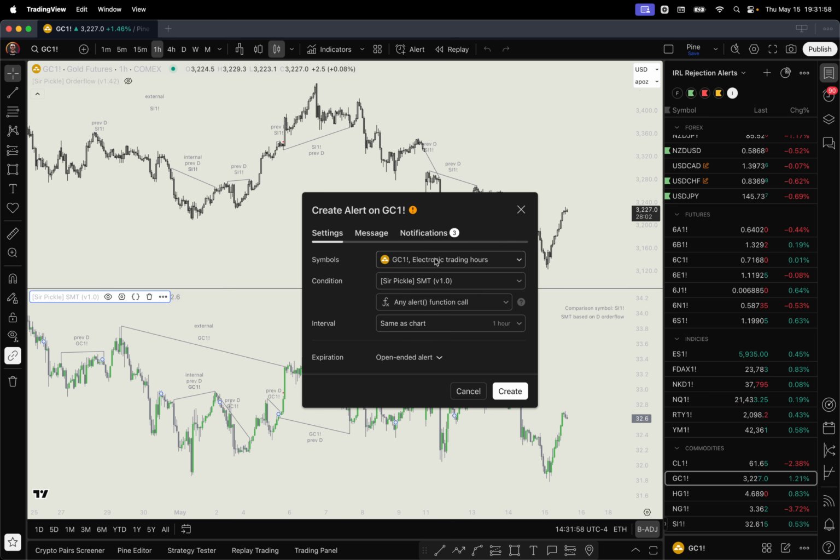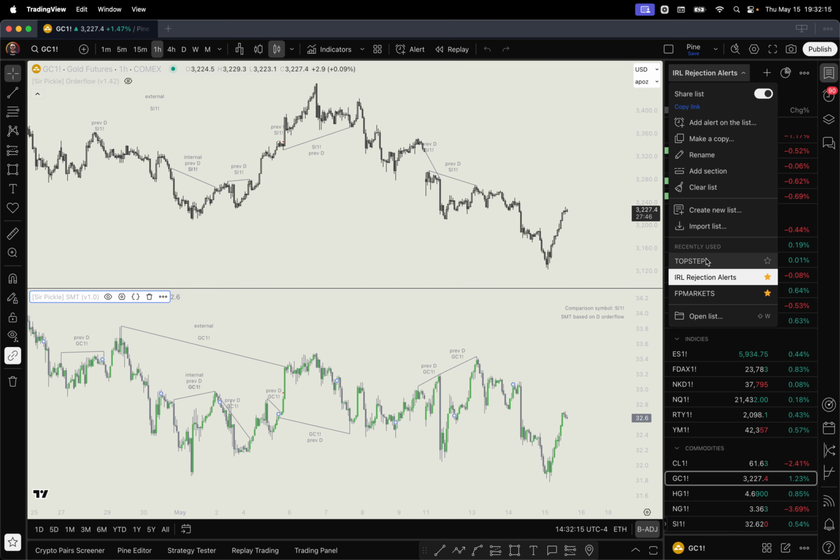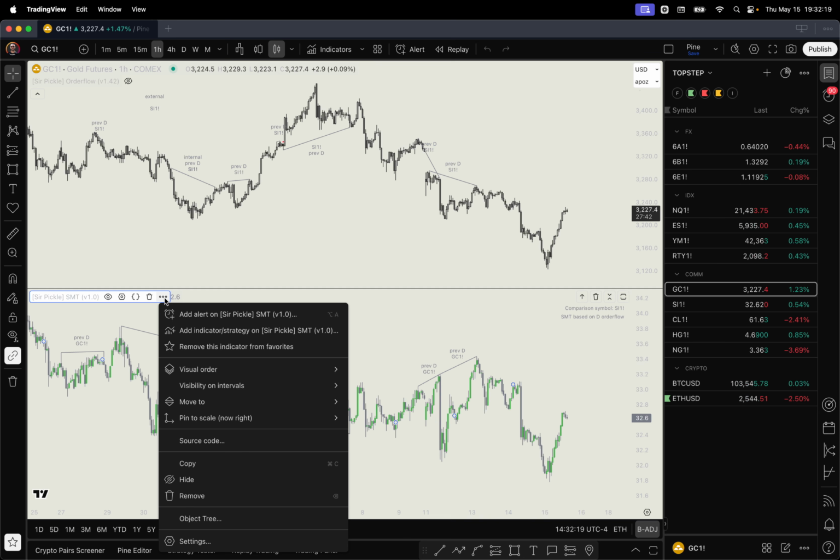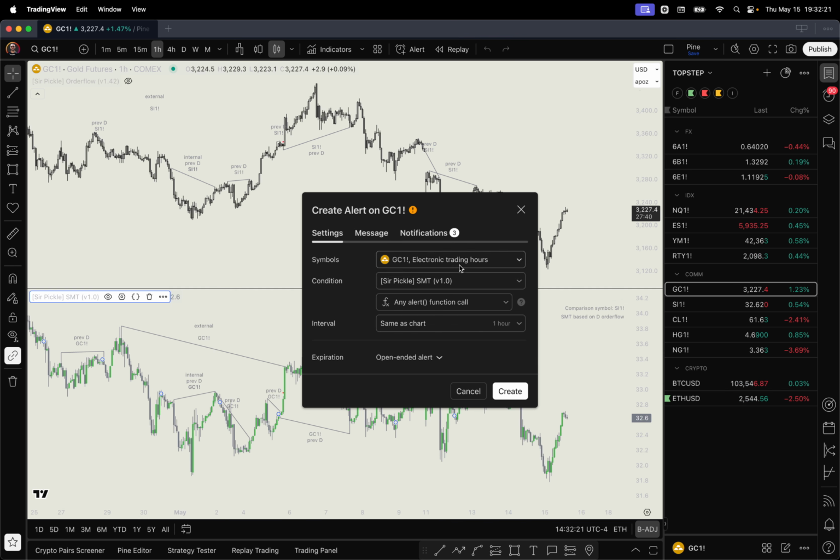If you click that, here comes the magic. You can do this only for the current symbol you're on, or you can click on the current symbol and then select the watch list that you have open. My watch list here is called IRL rejection alerts, so I can select this here. If I'm on a different watch list, let's say my top step watch list, I click the three dots, add alert, and then I can select the top step watch list here.